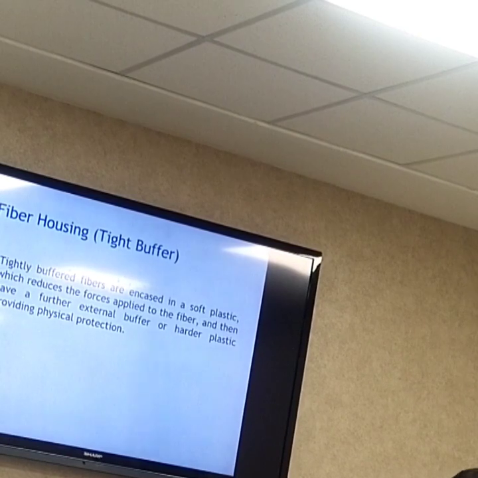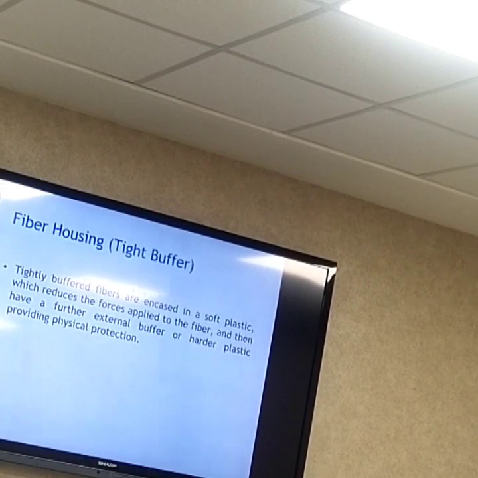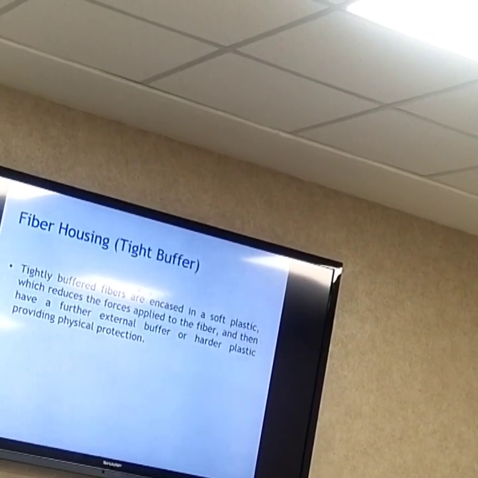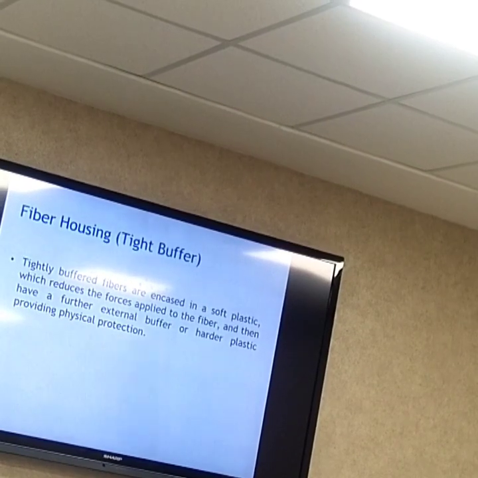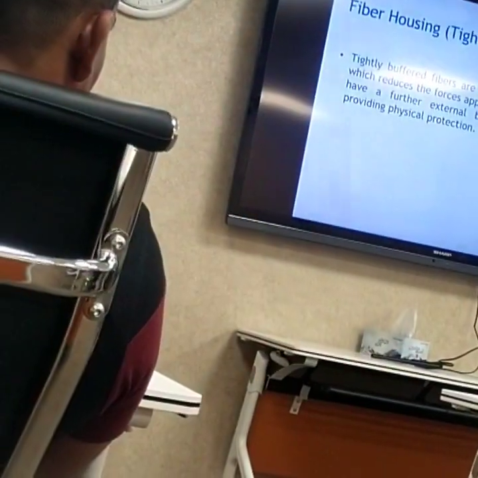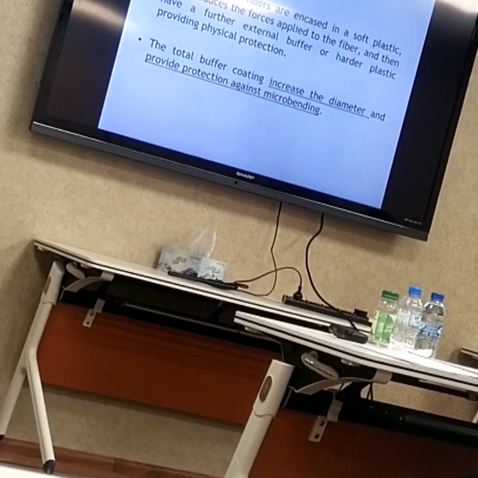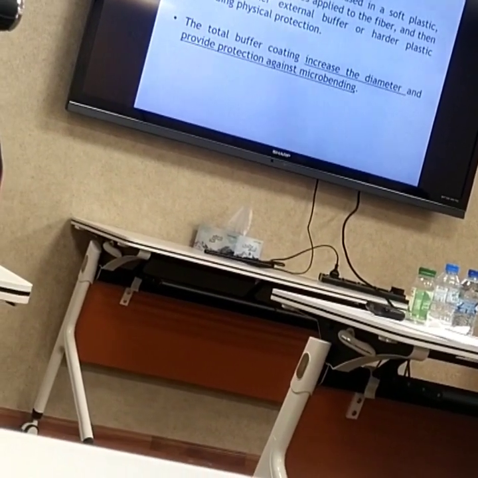We have seen the loose buffer. Now we have the tight. Tightly buffered fibers are encased in a soft plastic, which reduces the forces applied to the fiber, and then have a further external buffer of plastic to provide physical protection. In this case, the total buffer will increase the diameter and provide protection against micro-bending. Because in this case you have two buffers: the tight one plus an additional one.